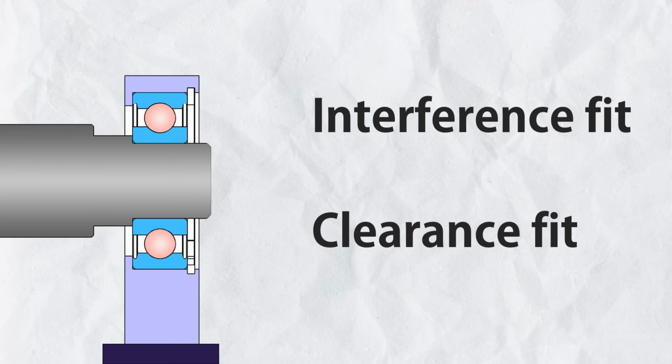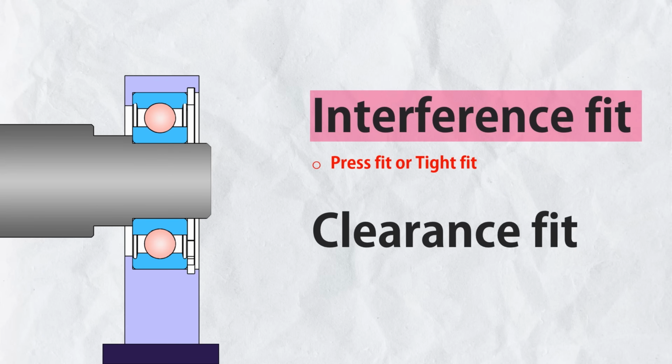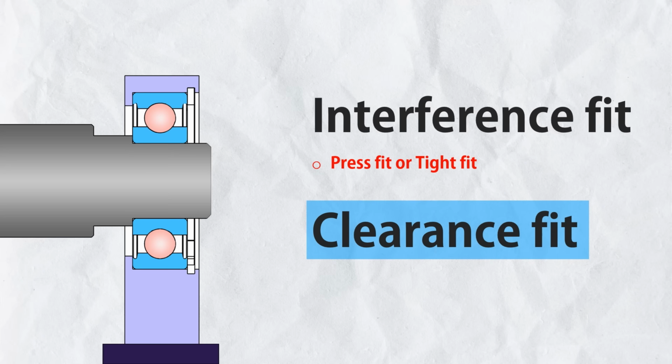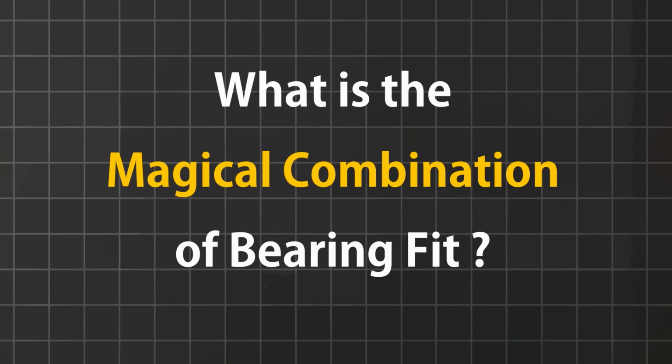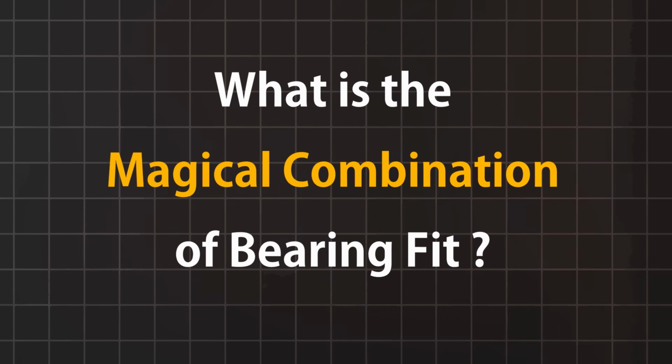If the bearing should be fitted with an interference fit, meaning a press fit or tight fit, then which ring should be interference fit? Inner ring or the outer ring or both of the rings? Or if the bearing should have a clearance fit, meaning a slide fit, then which ring should be slide fitted? Inner ring or outer ring or both of the rings? What is the magical combination of the fits for bearing rings?